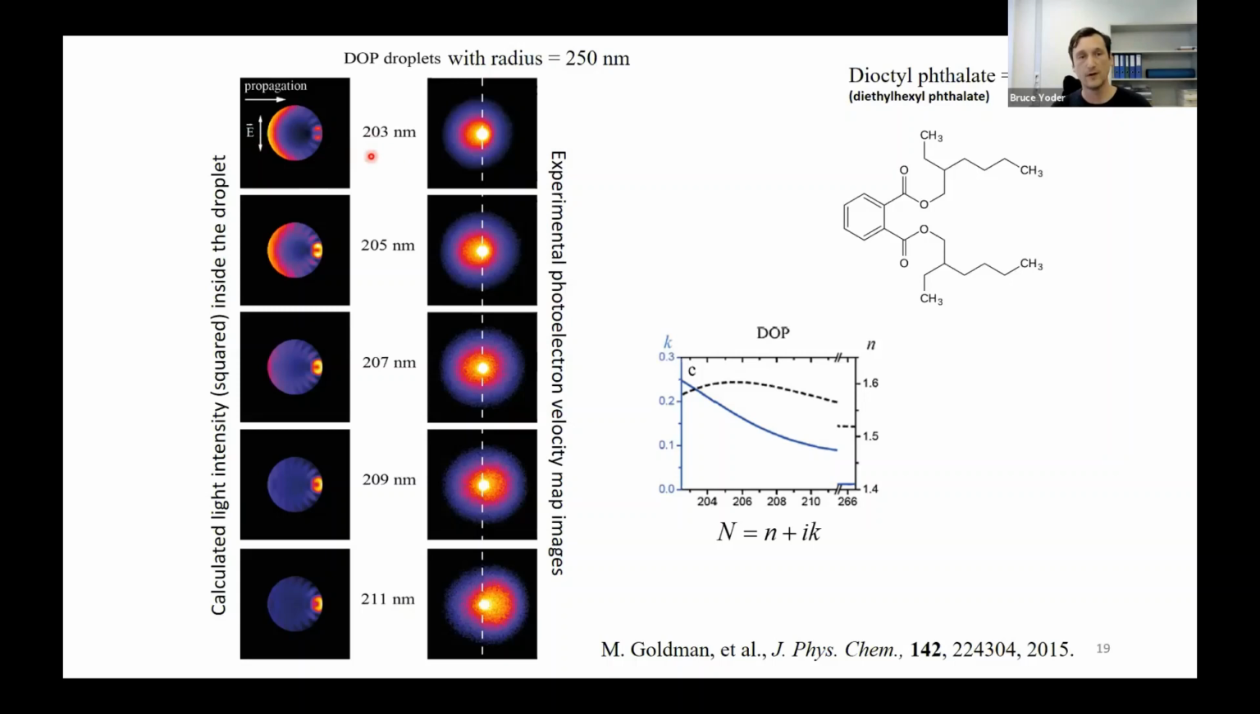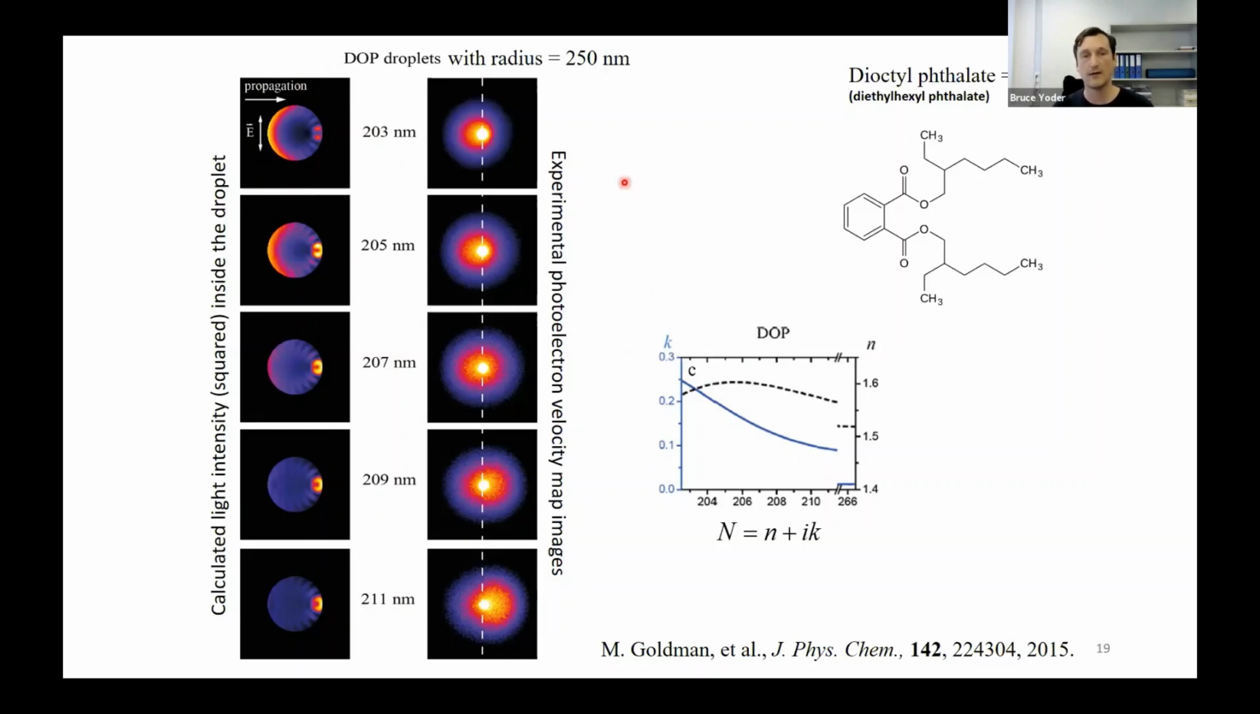We see for the 203 nanometer incident light, most of the light is absorbed on the incoming side, correspondingly relatively high K value. As we change the wavelength away from the absorption peak, the K value decreases, and the light intensity shifts towards nanofocusing in this case.